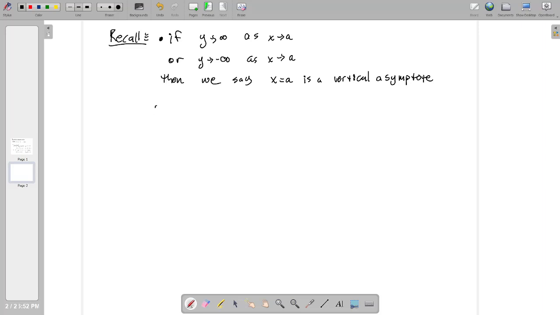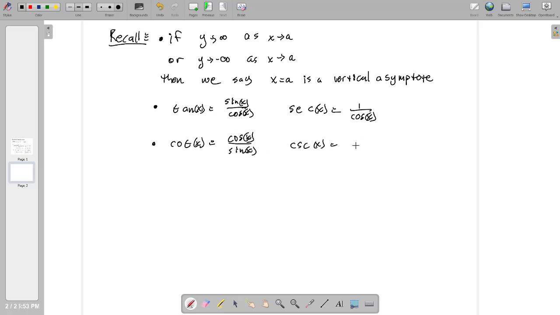I want to recall two other things. Specifically here, tangent of x is equal to sine of x divided by cosine of x. And secant of x is equal to 1 divided by cosine of x. And similarly, cotangent of x is equal to cosine of x divided by sine of x. And cosecant of x is equal to 1 divided by sine of x.